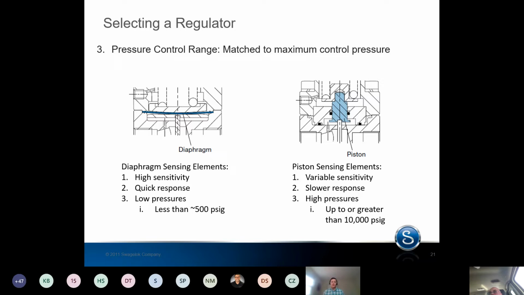Now, in some cases, that can actually be a good thing. So if you have a system that has a tendency to have pulsations in there, piston style regulators can actually help. So they can slow that system down. They won't eliminate them, but they can help, and they will certainly hold up to those pulsations a lot better than a diaphragm would. And then of course you can go up to very high pressures, right? Even greater than 10,000 psi with a piston style, because you do have that ability to machine in the large amount of material to hold that pressure.